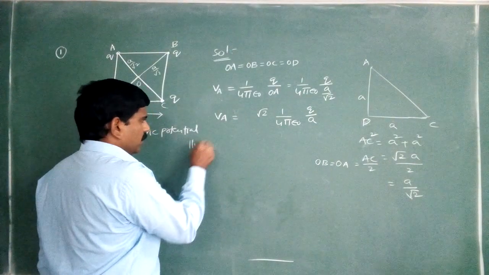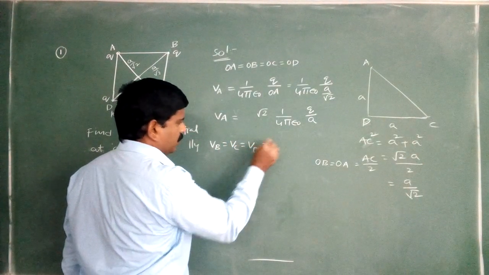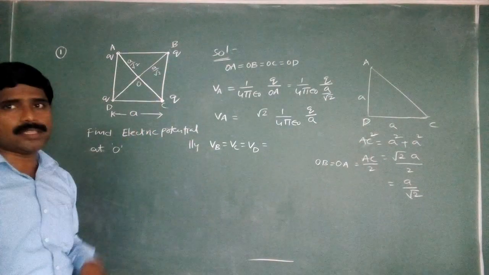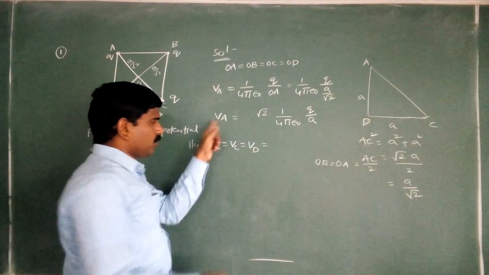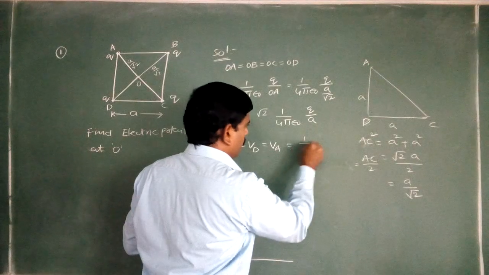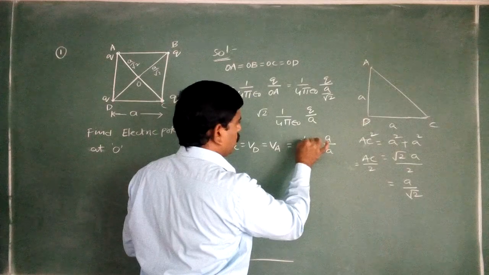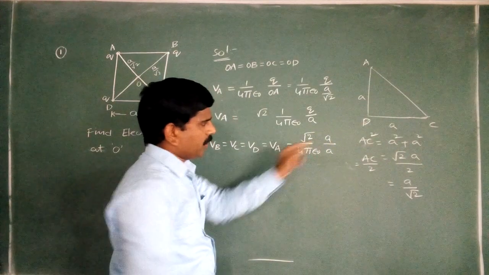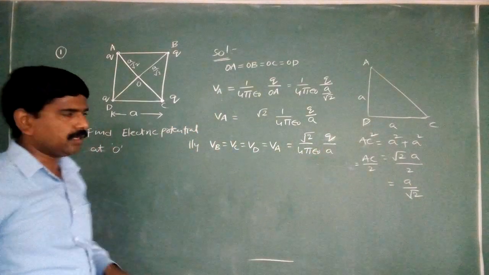Similarly, VB is also equal to VC, also equal to VD. Why? Because all are identical charges at the same distance. Therefore VB is equal to VC, equal to VD, equal to VA, which is equal to 1 by 4 pi epsilon naught into q by a, whole into root 2.